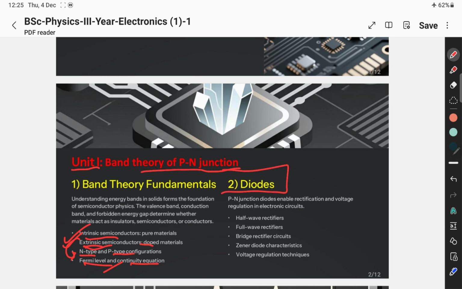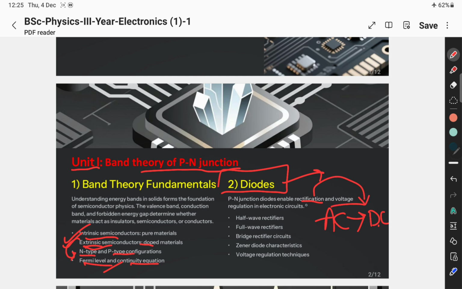Next, we'll dive into diodes. What is a p-n junction diode? It's the simplest but most powerful semiconductor device. Diodes allow current in one direction, making them perfect for rectifiers. So what is a rectifier? A rectifier is a device that converts AC into DC, alternating current into direct current, and that process is called rectification.